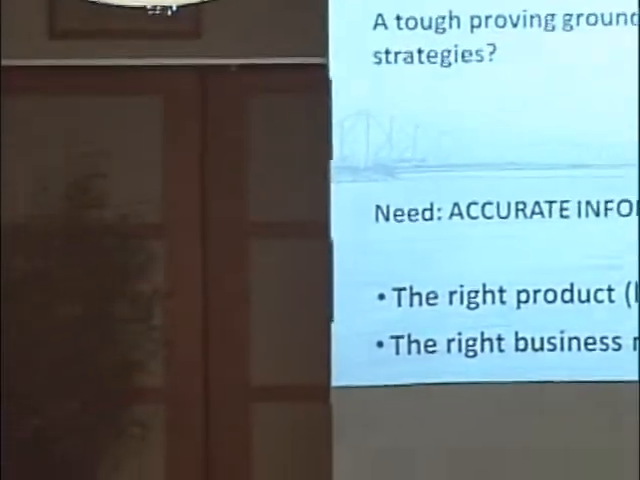And by the right product, I mean something that is intrinsically low cost of goods. I'm not a believer in guaranteed prices. I think that stifles innovation. So something that's intrinsically affordable. And by the right business model, I mean something that is sustainable, that won't die out when the grant runs out. So let's look at the challenge.